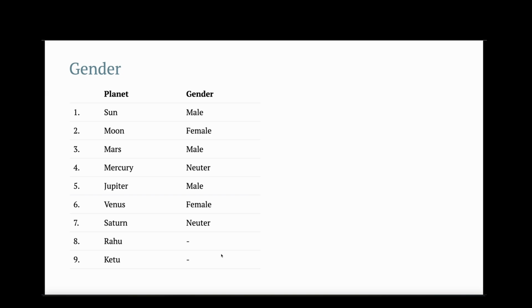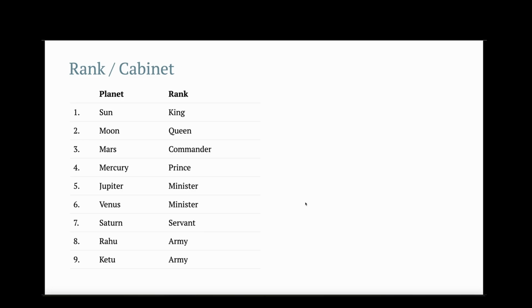So let's look now into the gender of the planets. Sun is considered as male, Moon female, Mars male, Mercury is neuter, so it's neither male nor female. Jupiter is male, Venus is female, Saturn is also neuter, and Rahu and Ketu are not assigned any gender in the Parasara Hora Shastra book.